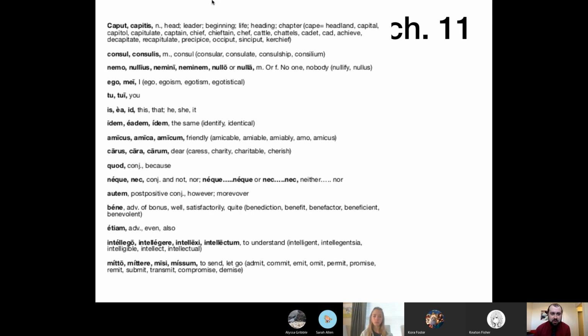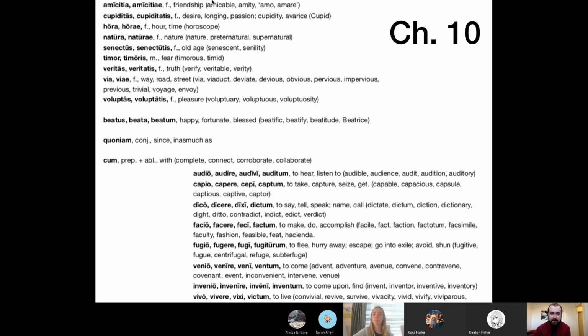And then chapter 11 is a small amount of words. These are mostly pronouns. We'll talk about them tomorrow mostly. But yep, I'll pick 15 of these for your quiz on Friday.